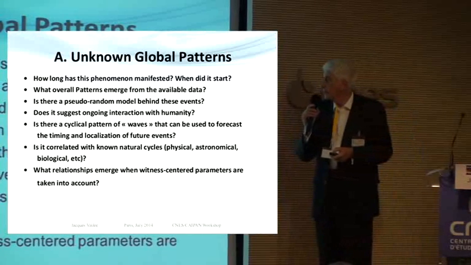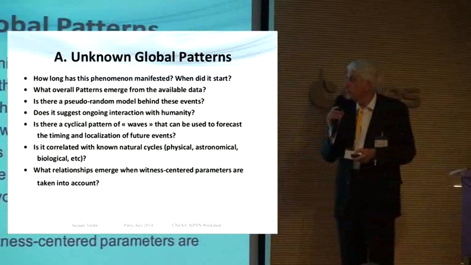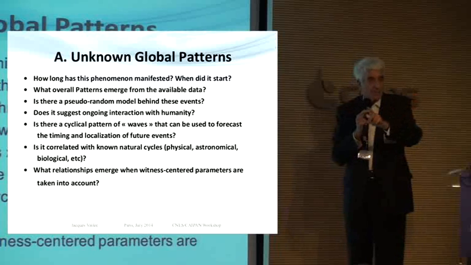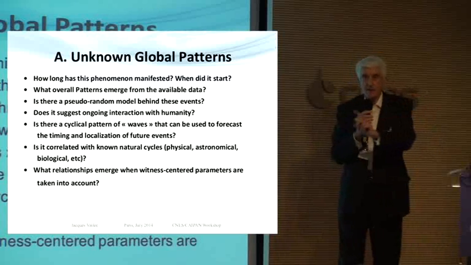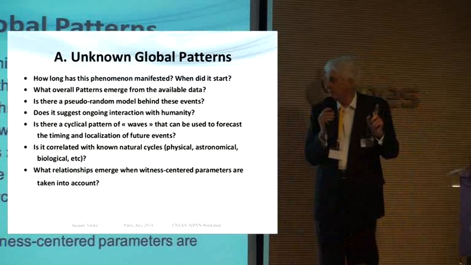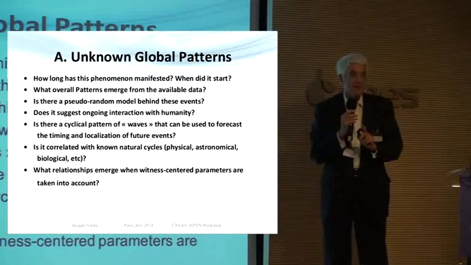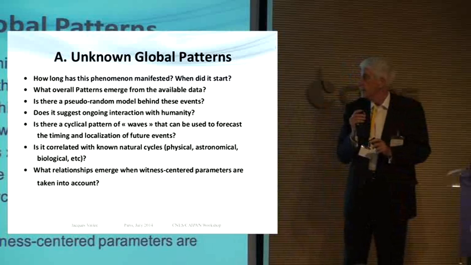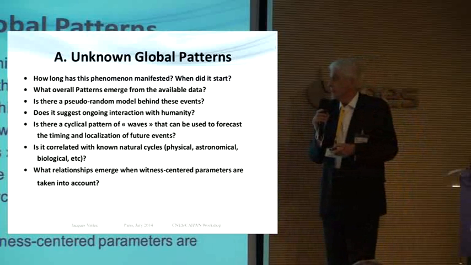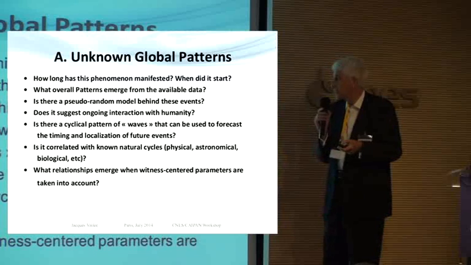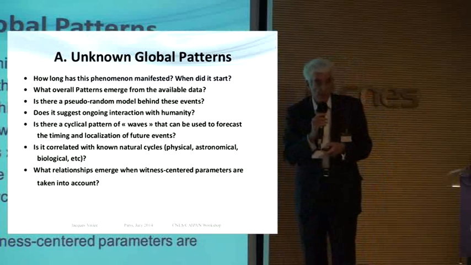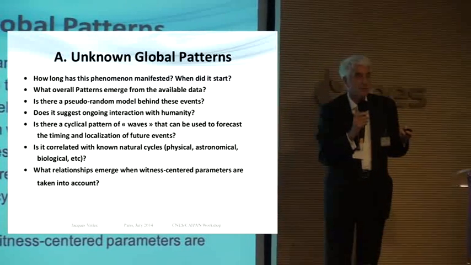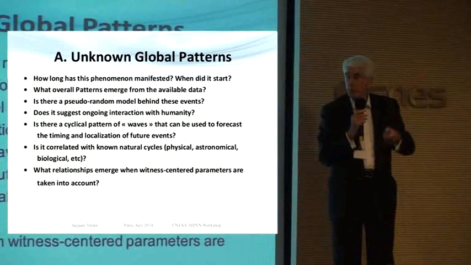What are the overall patterns from the available data? Is there a pseudo-random model behind these events? We've talked about waves, but these waves are not periodic. Now, there is a whole field of mathematics that has to do with waves that are not periodic, and they are extremely interesting. They are also very interesting in sociology or in psychology. We have not really looked at that. Does it suggest ongoing interaction of something with humanity, something that could be internal or external? I think we have to answer that before we start talking about aliens from somewhere.